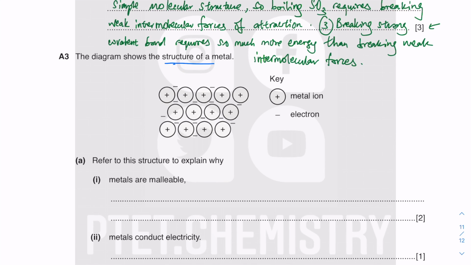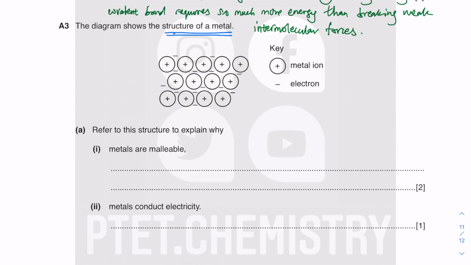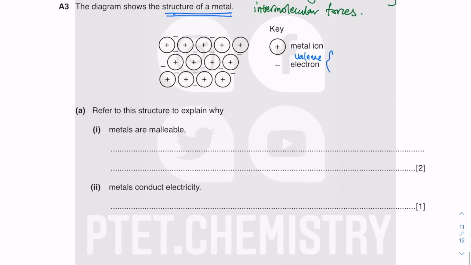Now the next bit is on the structure of a metal. I haven't talked too much on the structure of a metal, but it consists of metal cations suspended in a sea of delocalized valence electrons. Be very careful that it's always valence electrons, and you have to include it in your answer. So refer to this structure for why metals are malleable.